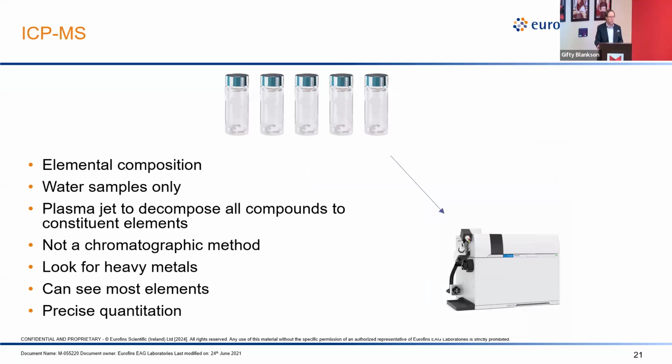ICP-MS is elemental composition. It only runs water samples. You use a plasma jet, and it just destroys everything down to their bare atoms, effectively, right? And this is really good. It's not a chromatographic method, but it's really good at looking for heavy metals. So if those heavy metals are trapped somewhere, acid treatment followed by the plasma jet, it just blows it all apart. And you can see it.